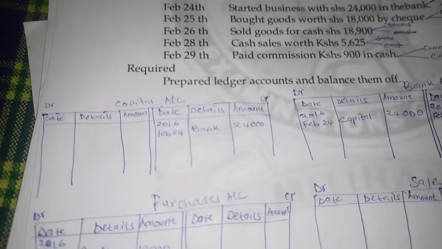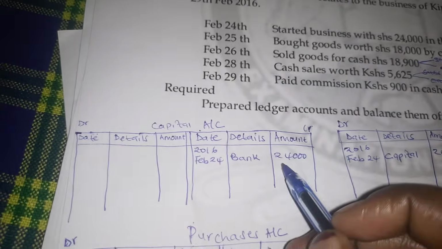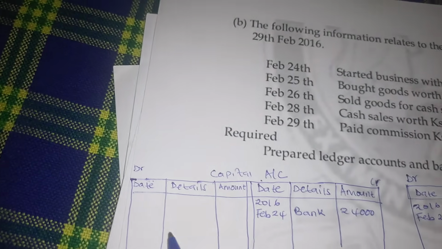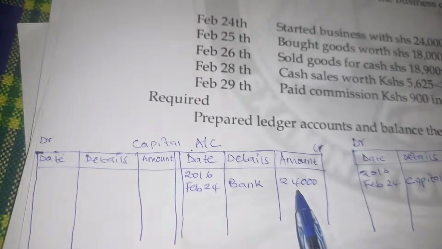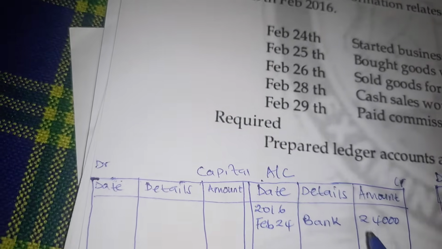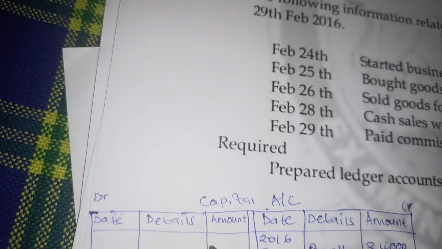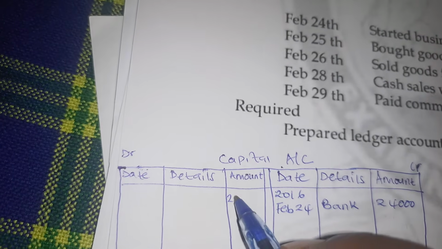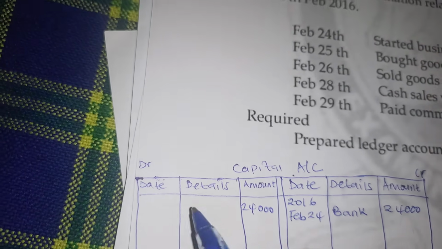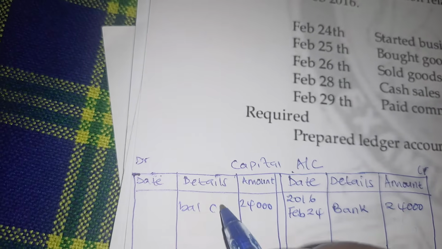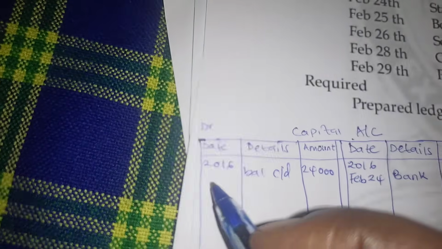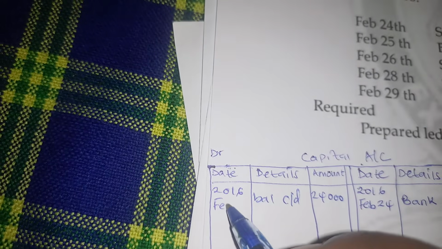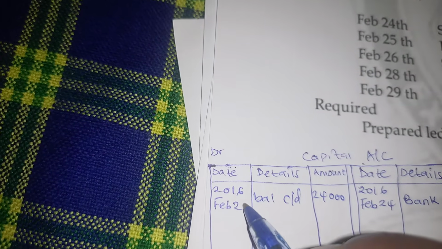Go to these other accounts. We start off with the capital account, the debit and the credit side. Debit is 0, credit side is 24,000. So you can balance that. The difference between the two is 24,000, and this is our balance carried down on February 29.